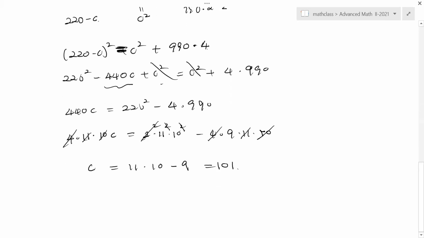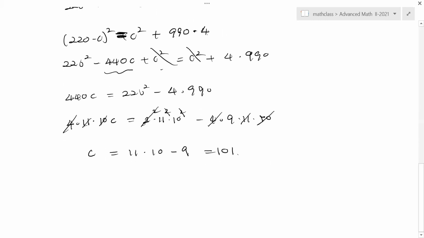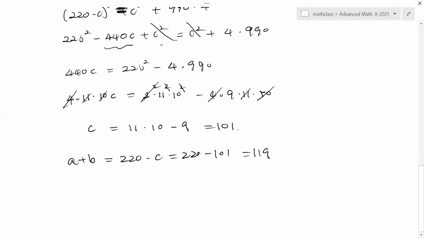Now the question is, how do you get A and B? A and B are not in an equal position. You get 2 values for A and B. Then you will get similar results. Okay, let's go back to here. A plus B is going to be 220 minus C. So 220 minus 101, right? That is going to be 119. That is A plus B, right?